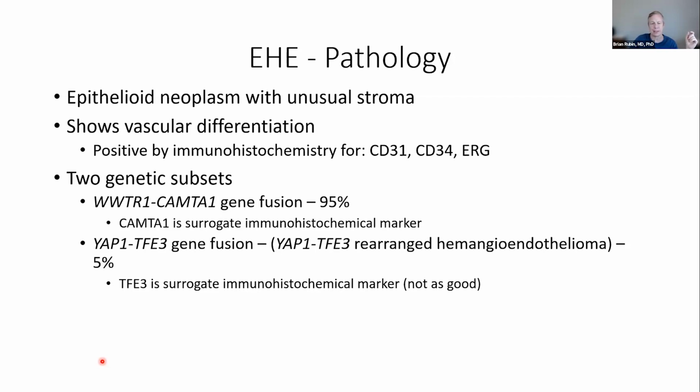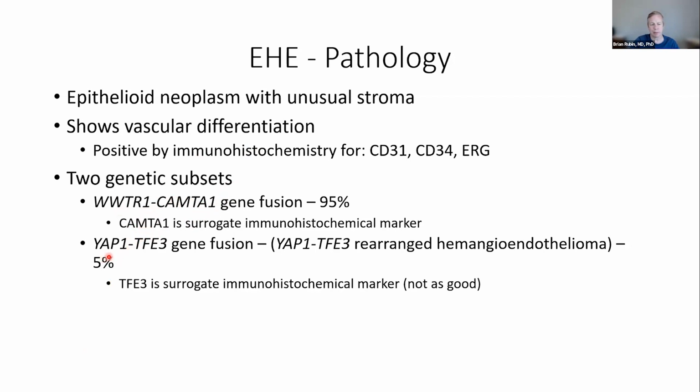There are two major genetic subsets. There's the WWTR1-CAMTA1 gene fusion. That's what people typically think of as EHE. 95% of patients with so-called EHE will fall into that category. And CAMTA1, which is the second part of this fusion, there's an antibody. CAMTA1 is not usually expressed in any adult tissues at all. It's expressed during development in the brain. And so CAMTA1 expression is significant. And we actually use an antibody to CAMTA1 as a surrogate immunohistochemical marker at this point for the gene fusion.